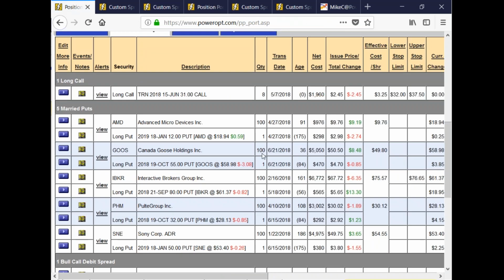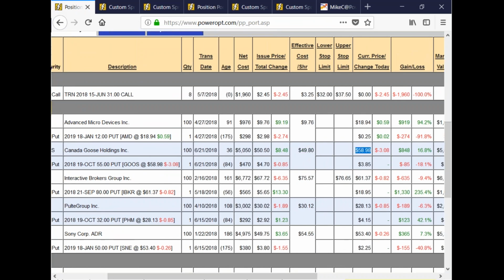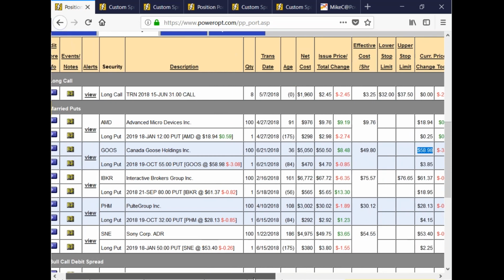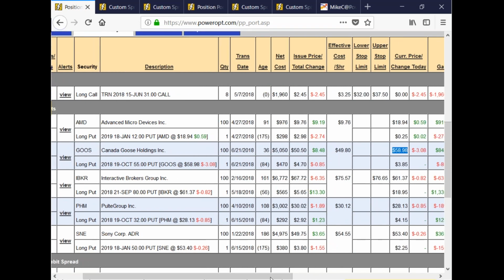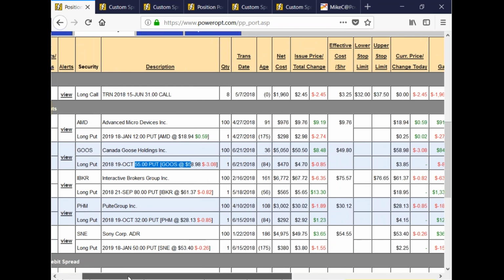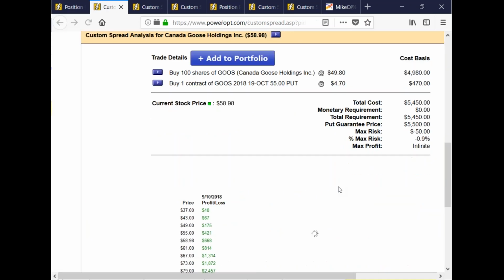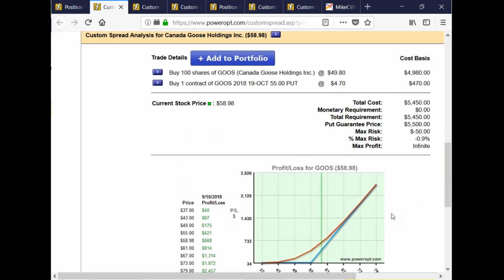Okay, so Goose. Cost basis of 49.80 on the position. It's trading at 58.98. Was it 62 the other day? Was it 63 almost on Monday? It was 64 last week when I had to buy back that 61 call for the income method number 6. Not mad. And I've got an October 55 put. Okay, so let's go ahead and take a look here at the profit and loss chart. Now it's bulletproof to 1%.